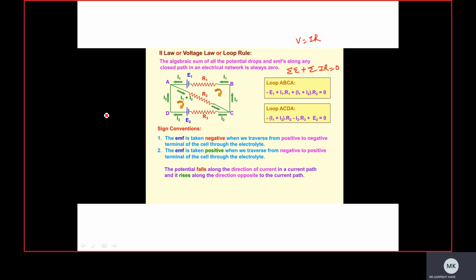Minus I2 R3. Now you are moving from C to D. The direction of current I2 through resistance R3 and your direction of traversing the loop are the same. So there is a fall of potential across this resistance R3, which will be taken with a negative sign, that is, minus I2 R3. Now you have encountered a cell E2 and you are moving from the negative to the positive terminal of the cell through the electrolyte. So EMF will be taken as positive. So plus E2, that is equal to 0.